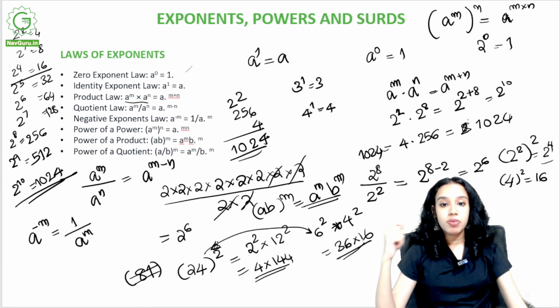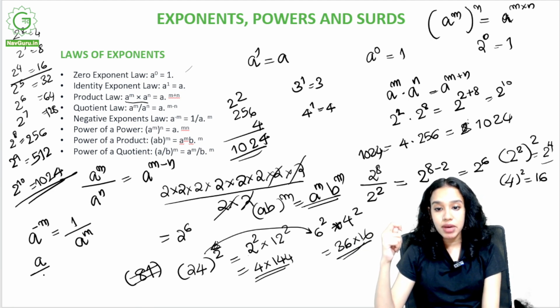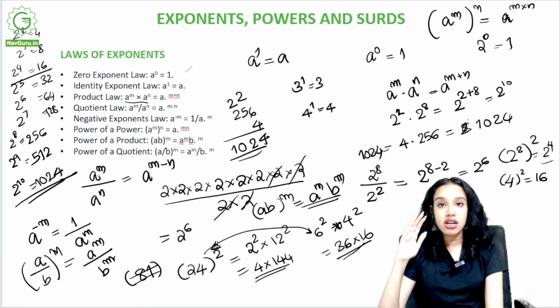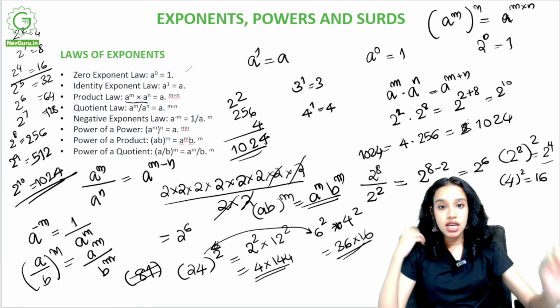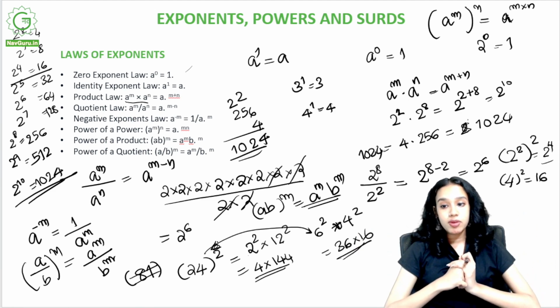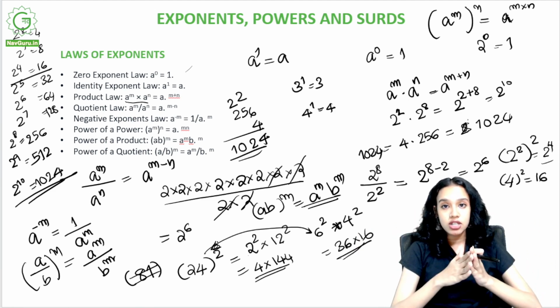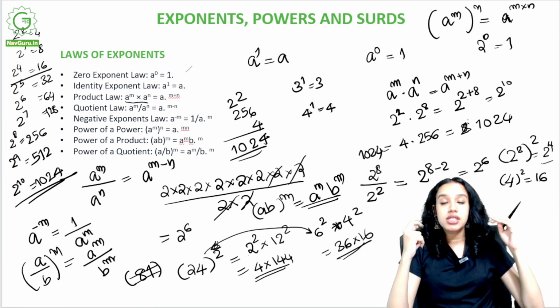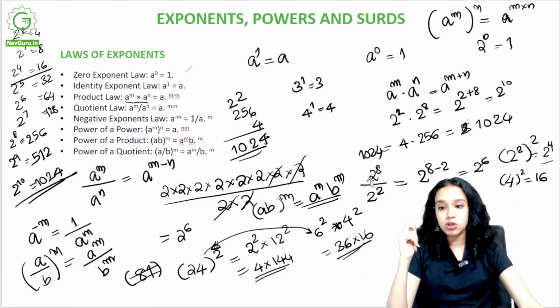Now let's talk about the power of a quotient, which is a by b whole raised to m. A by b whole raised to m is equal to a raised to m divided by b raised to m. Now these are a few laws of exponents. We have to solve a lot of problems from this area, because once this is clear, you could move on to any of the math problems which include exponents, and it would be very easy to simplify all those things.